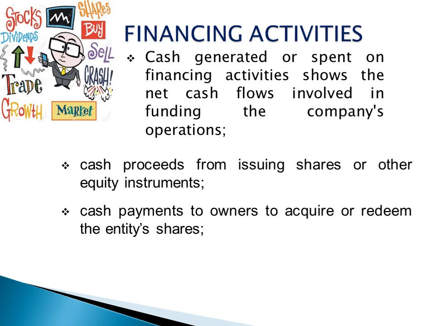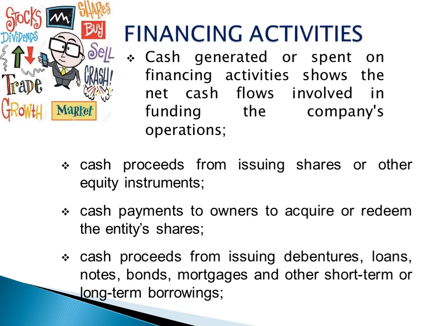And then we also have cash payments to owners to acquire or redeem equity shares. So these are our treasury shares that we had to reacquire. And then proceeds from issuing of debentures, loans, bonds, mortgages, and other long-term borrowings. So these pertain to our creditors. The first two pertain to our owners or our stockholders' equity. So if you look from our asset counterpart, these financing activities are the sources from our investors and the sources from our creditors. Okay?